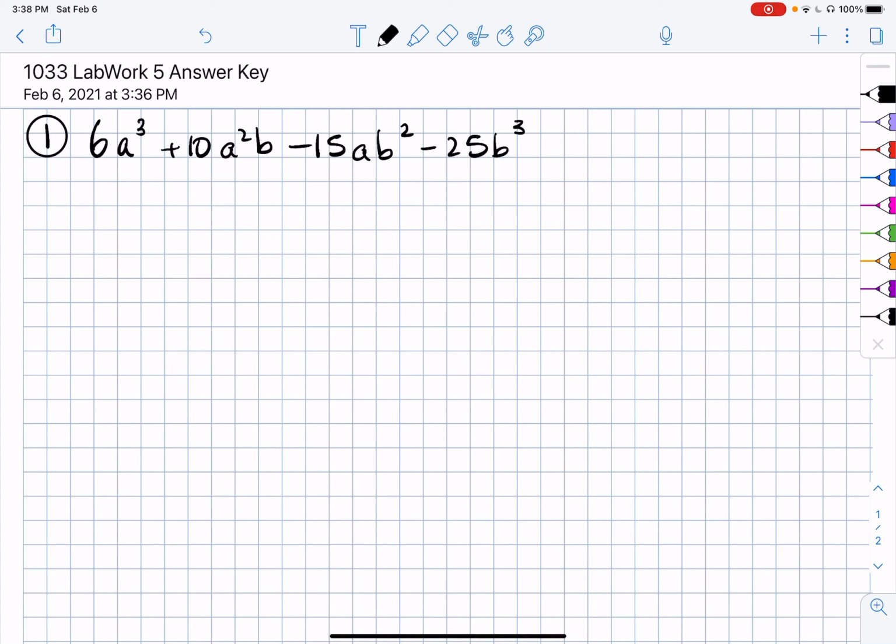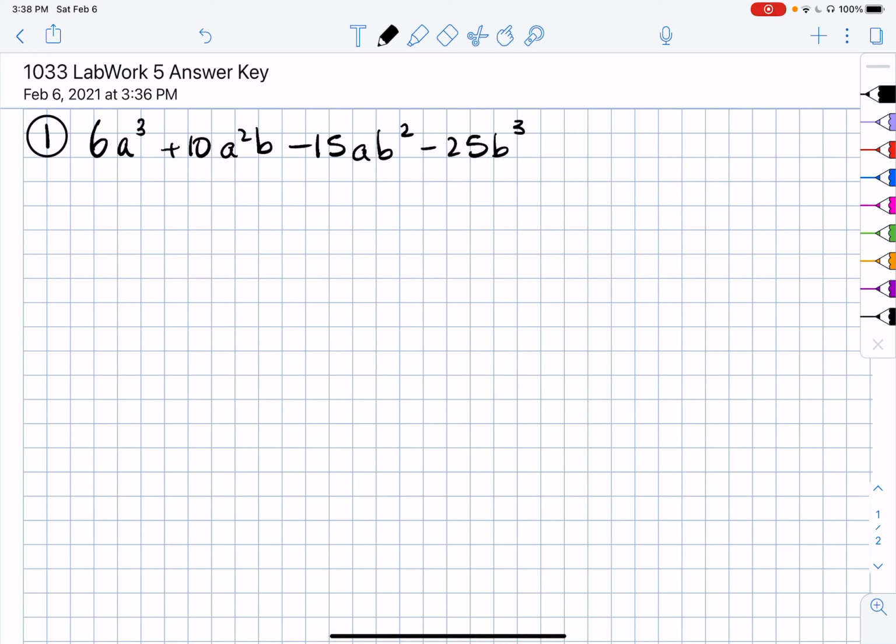All right, so step one, this is 4 terms. Is there a GCF? If I look at the GCF, 6 is 2 times 3, 10 is 2 times 5, 15 is 3 times 5, and 25 is 5 times 5, right? There's not one single 2 that's in all 4 things. There's not a 3 in all 4 of them, and there's not a 5 in all 4. So therefore, there's no GCF.